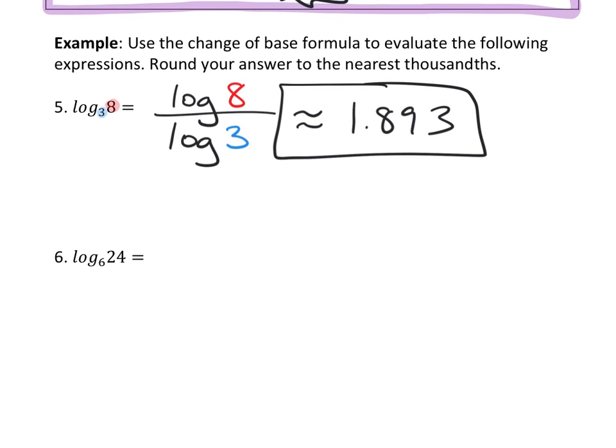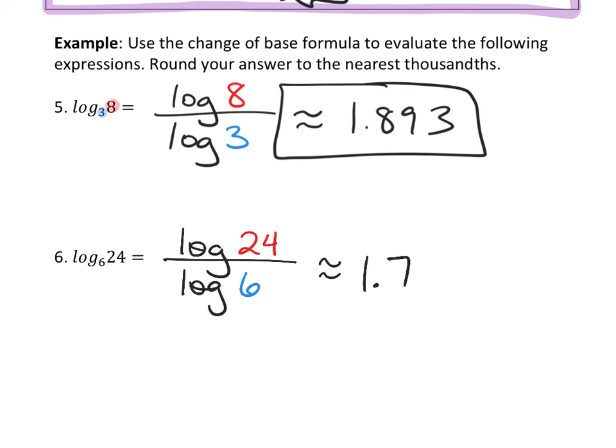Okay, make sure we got this. 6 is yours. Go ahead and use the change of base formula to figure out what log base 6 of 24 is. When you do this, we should be calculating in our calculator log of 24 divided by log of 6. When we do that the same way we just did the one before it, using the fancy fraction, making sure we close our parentheses, we should get 1.774.